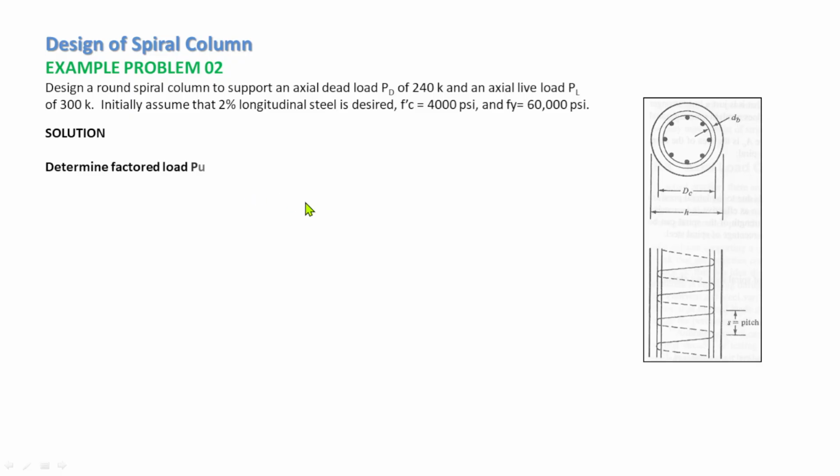First, we need to determine the factored load Pu. By the way guys, this is the profile of our spiral column. We have here the ties. We are going to design the spacing of the ties. And we have the core Dc, which is the end-to-end of the ties. So going back to the factored load calculation, we have Pu equal to 1.2 times the dead load 240 kips plus 1.6 times the live load, which is 300 kips. That would give us 768 kips.